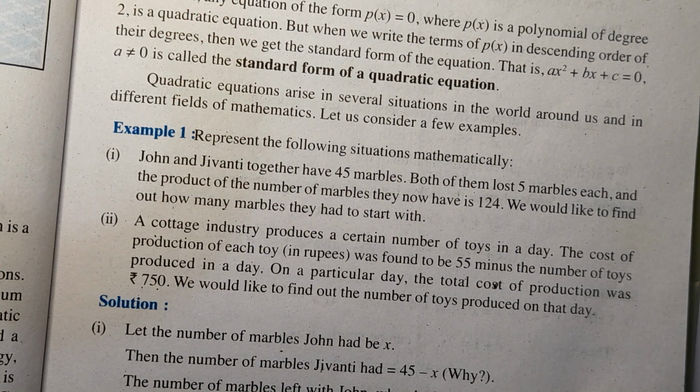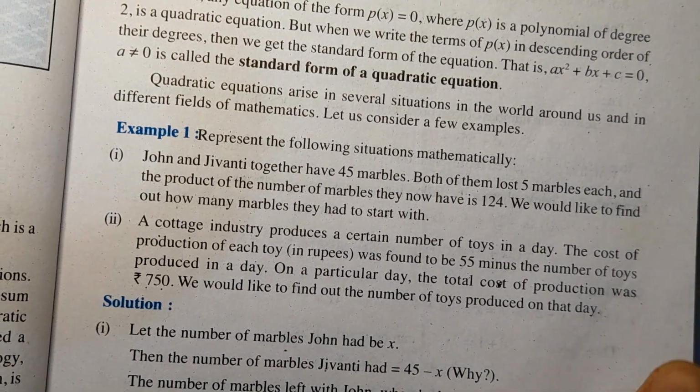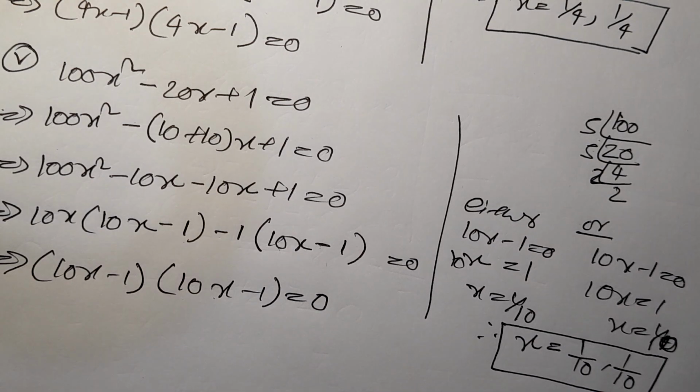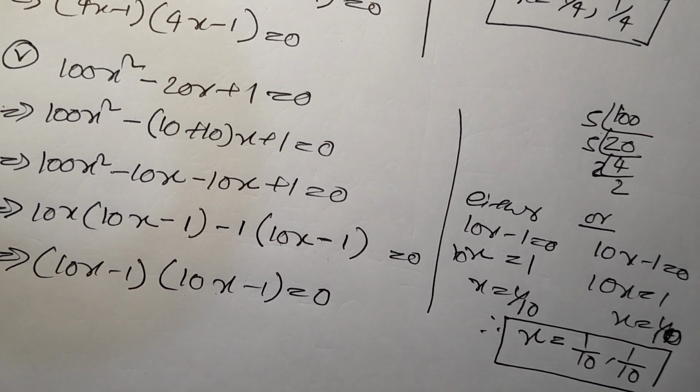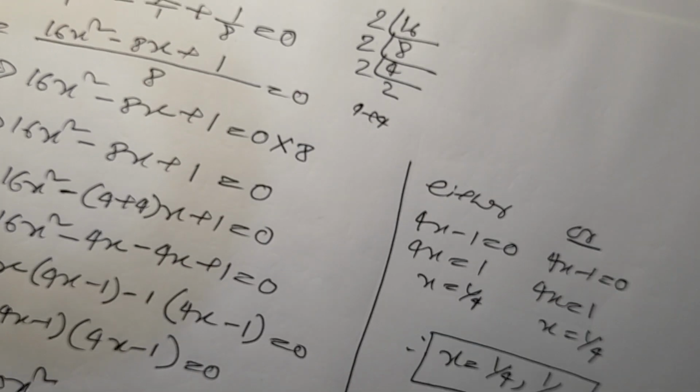Total we have 45. For the first person I don't know how much, and for the second person also I don't know. So for the first person we consider x. The total is 45, so if one person has x, another person will have 45 minus x, then only we get 45. So let John have x marbles.